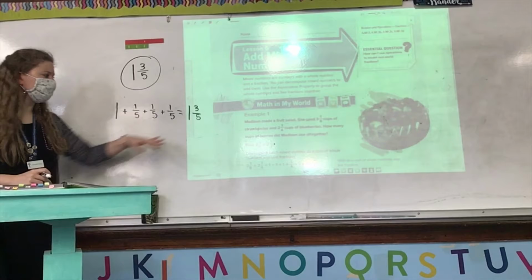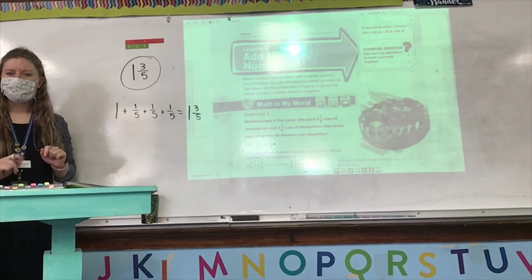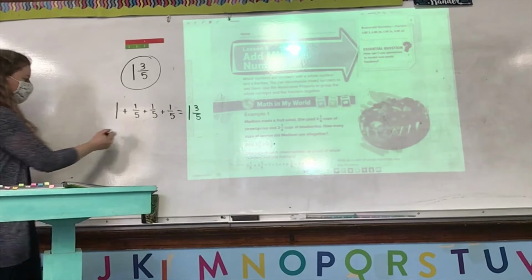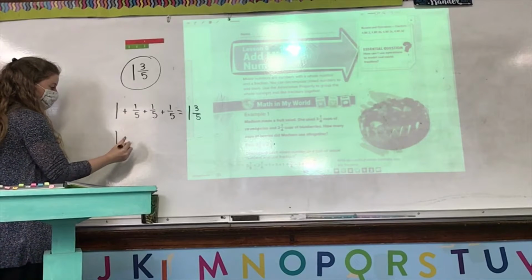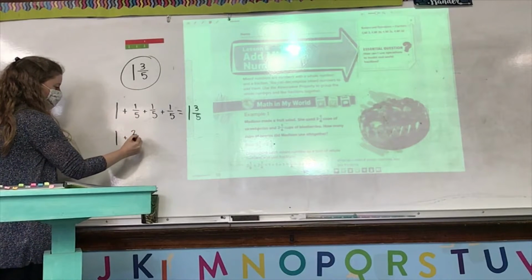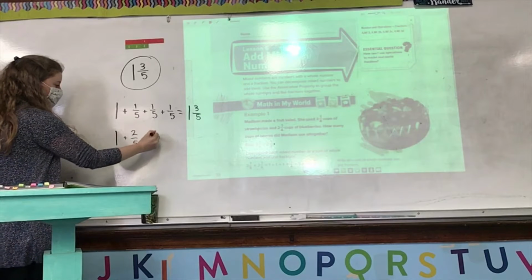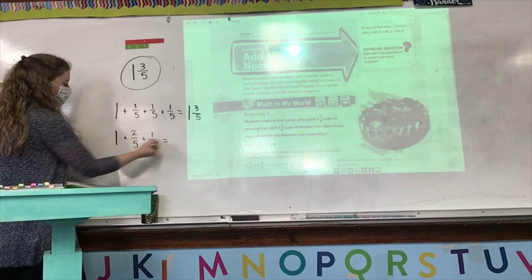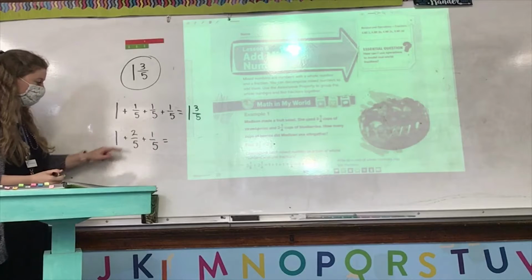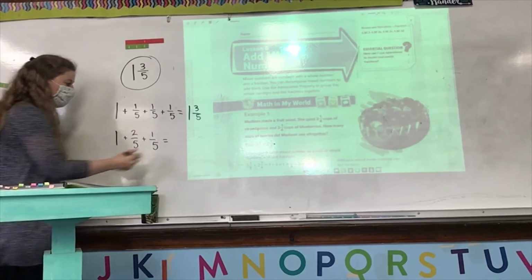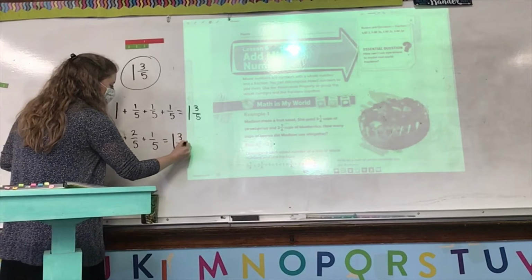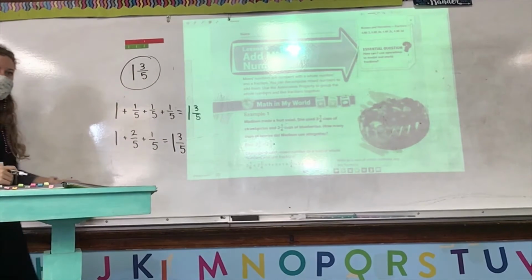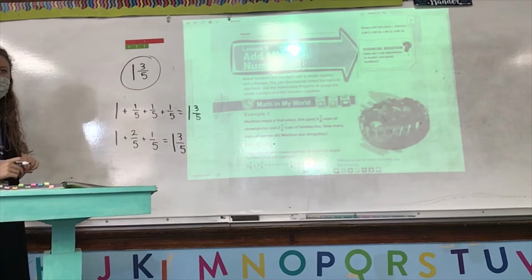What's another way I could decompose this? Colin? 1 plus 2/5 plus 1/5. 1 whole plus 2/5 plus 1/5 equals 1 and 3/5. Now there's one more way I could write this. Carla?